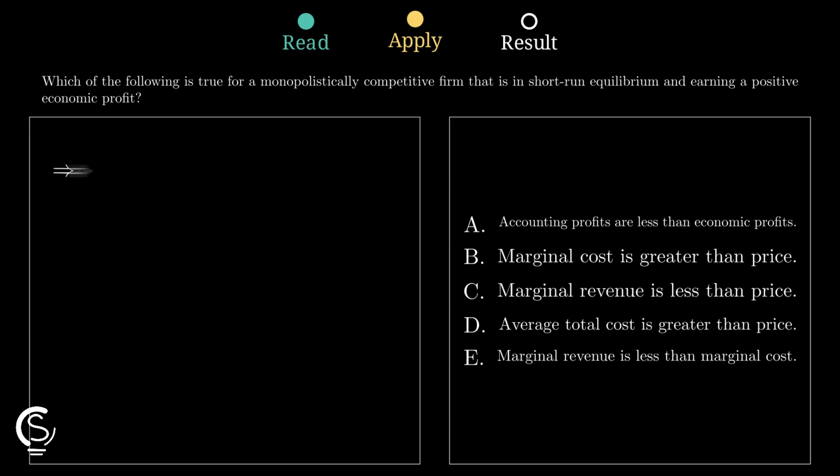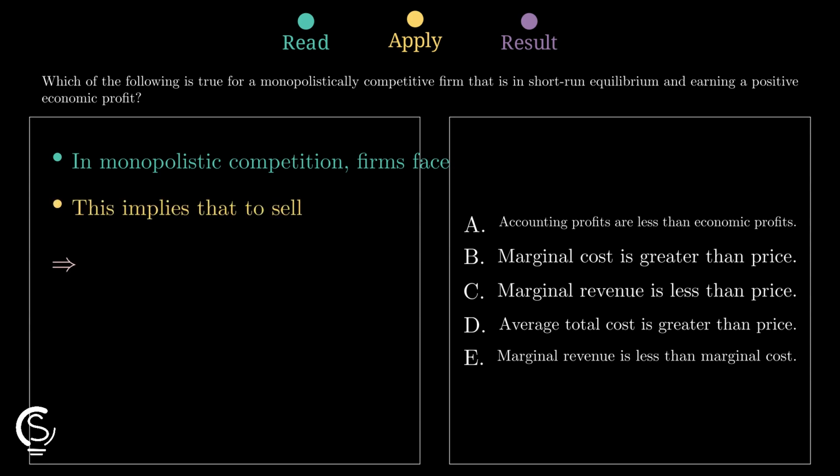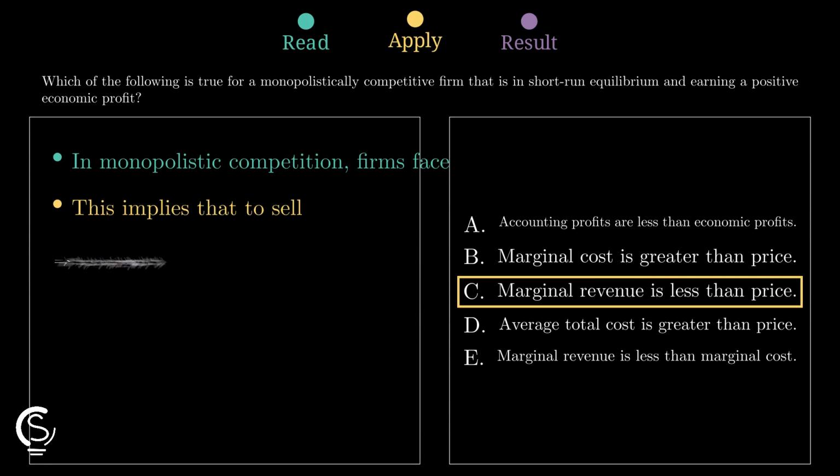Because the demand curve slopes downward, the marginal revenue for any additional units sold must always be lower than the price. You have to lower prices to sell more units. At the profit-maximizing equilibrium, where marginal revenue equals marginal cost, the price remains higher than marginal revenue. That makes option C our final winner.